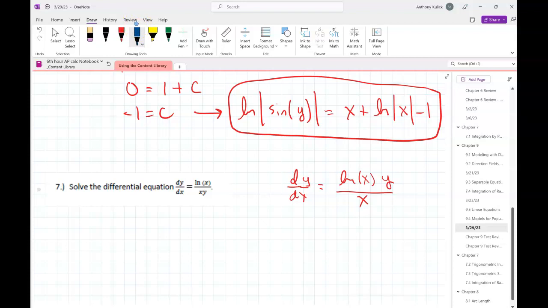So again, these are separable. So I should have, with the one that I typed, multiplied both sides by y, and then multiplied both sides by dx. And this one I would have divided both sides by y and multiplied both sides by dx, still have my x here.